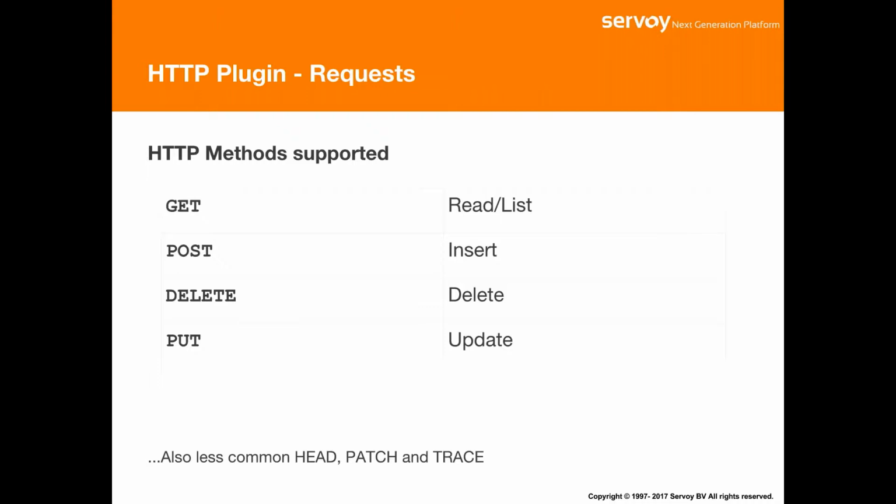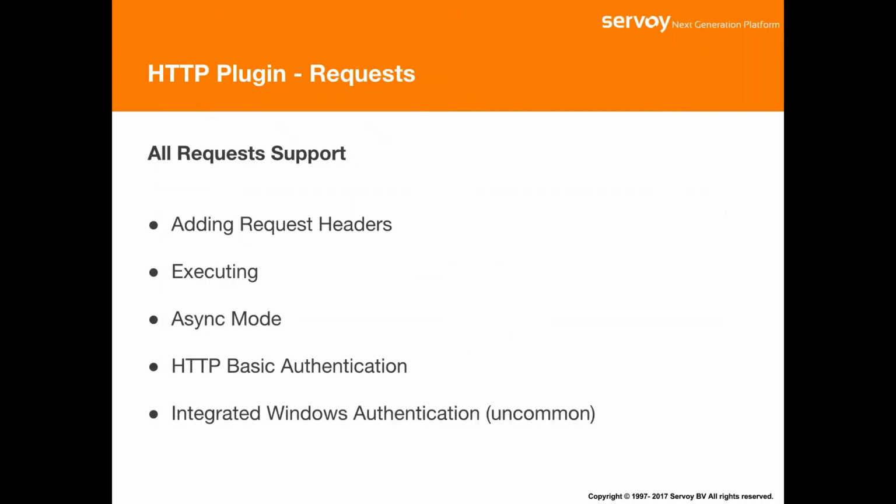The methods that it supports are the important ones for web services. A get is for getting a record or a list of records. A post is for an insert. Delete is delete, and put is for updating. It also supports less common stuff like head, patch, and trace, which are rarely used. Every request that you generate through the plugin, you can add headers to. So we saw the content type header. You can, of course, execute it.